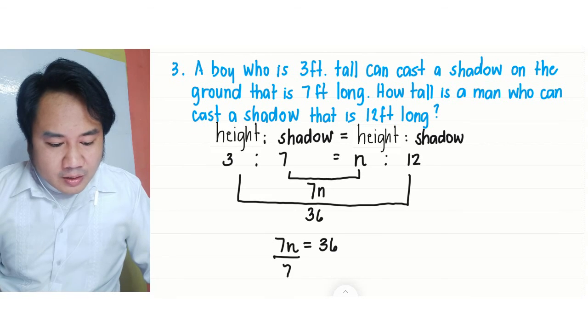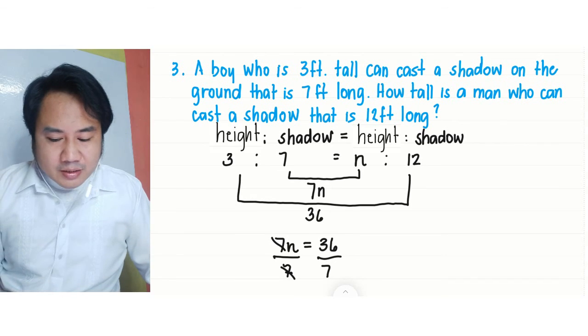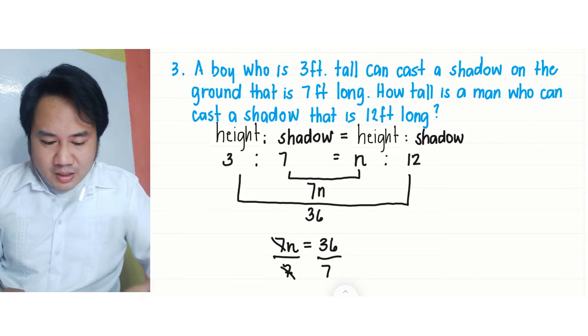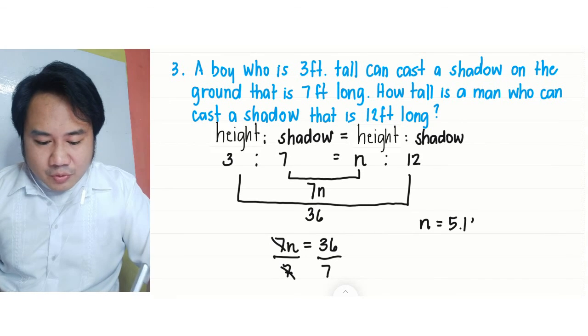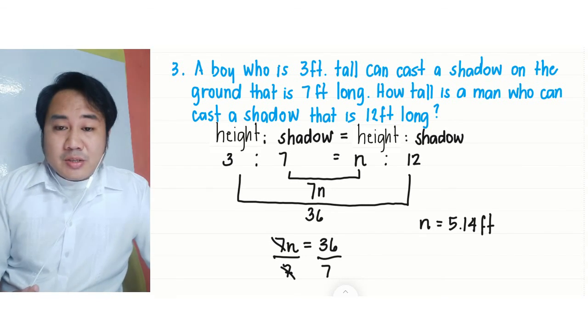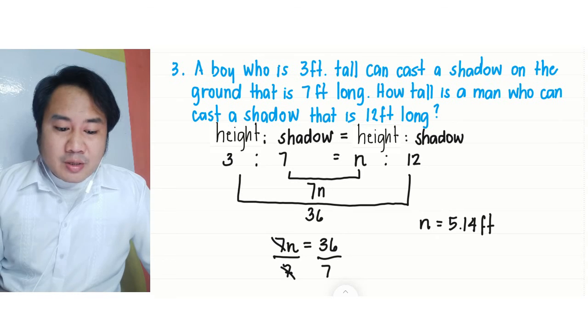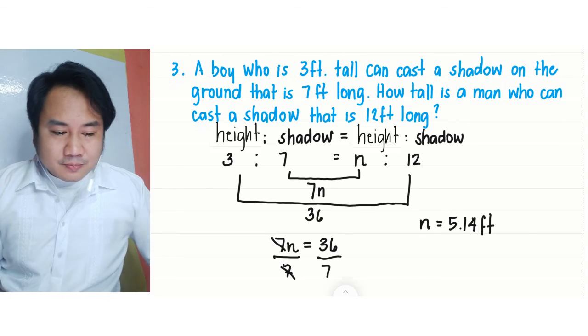To solve for n, divide both sides by 7 para makancel natin yung 7 doon, leaving us with 36 divided by 7, which is equal to 5.14 or 5.14 feet. That is the height of the man with a shadow that is 12 feet long.